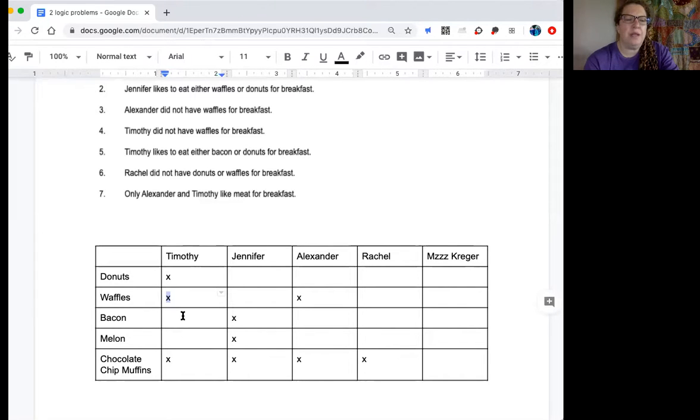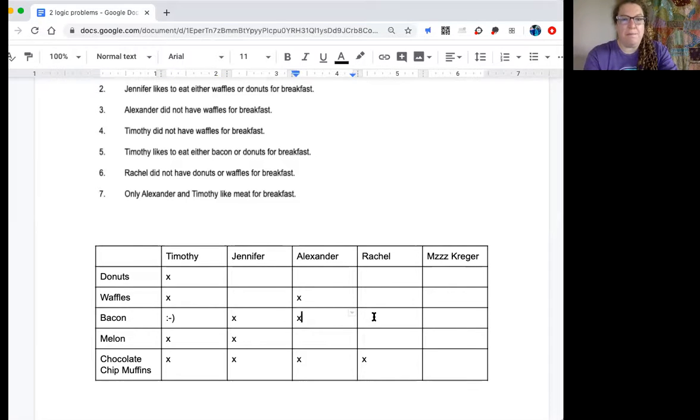Well, here's the thing. Are you noticing that donuts is already crossed off of Timothy? So if he either does bacon or donuts, he must have what? Bacon. So I put a little smiley. We found Timothy. He eats bacon. So what you can do, and this is the fancy part, you can X off everything else. First of all, you can X off Timothy for everything else because we know he has bacon, right? We know bacon, we can cross off melon. We can also cross off bacon for everyone else because Timothy has it.